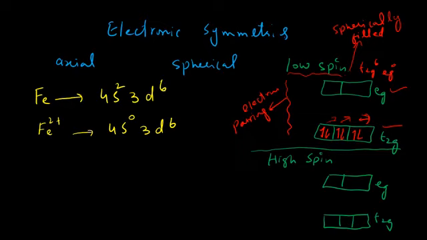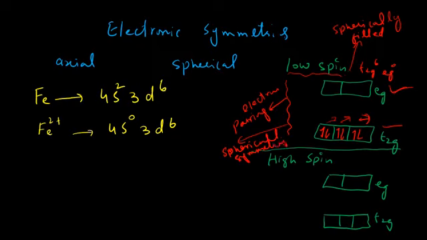Why are these spherically filled? Because the T2G energy levels are the same and both Eg energy levels are also the same. Such a symmetry is called the spherical symmetry in the case of electronic symmetry. When electrons are filled in the spherical manner, there is the spherical filling of the states, then such a symmetry is called the spherical electronic symmetry.